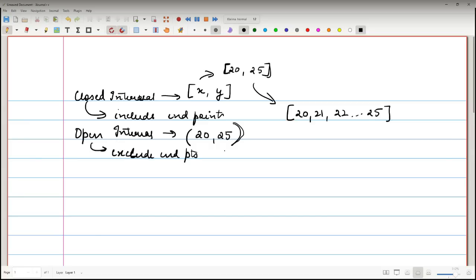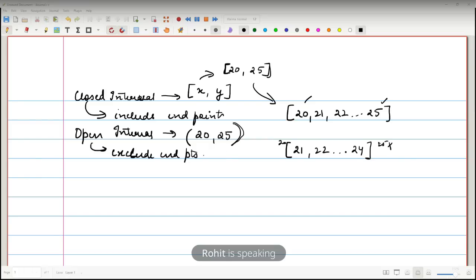Okay. So what will be the result? It will be 21, 22, and so on till 24. Here 20 and 25 are not included. Here it is included. Is the difference clear? Yes, sir. Clear. Okay, great.